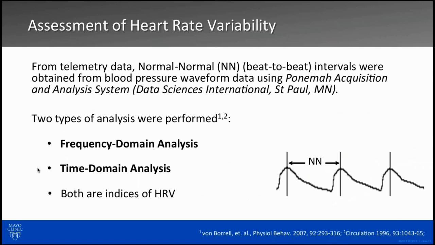Now, our assessment of heart rate variability was, of course, because we did not do ECG analysis in implantation of our animals, we utilized our blood pressure waveform data to calculate our normal to normal beat speed intervals, utilizing the Ponema software system. And we did do two different types of analysis. We did both a time domain analysis similar to what Emma focused on, but we also did a frequency domain analysis.